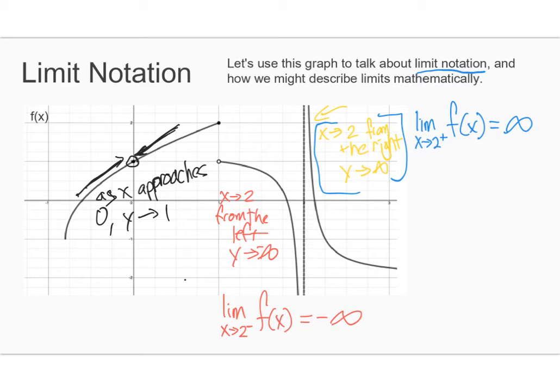The way that we write this in terms of limits is the limit as x approaches 0. We don't need a plus or a minus because we can say the same for both sides, of f of x, and that's going to be equal to 1.